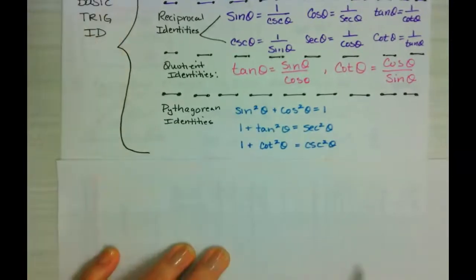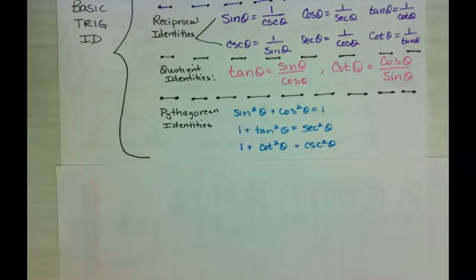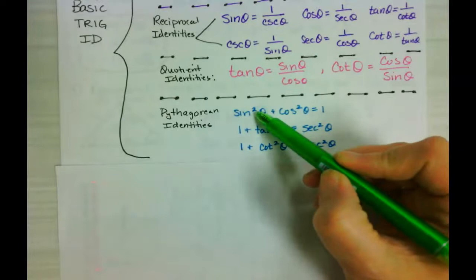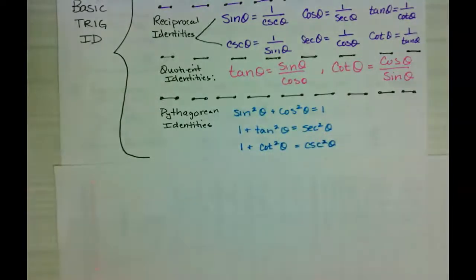The next group of identities is Pythagorean identities, and the Pythagorean identities are the first time we've talked about anything that has a power of 2, so it's higher than a power of 1. Think about the Pythagorean theorem, which is a squared plus b squared equals c squared. All of those are powers of 2. The Pythagorean identities are all powers of 2 as well.